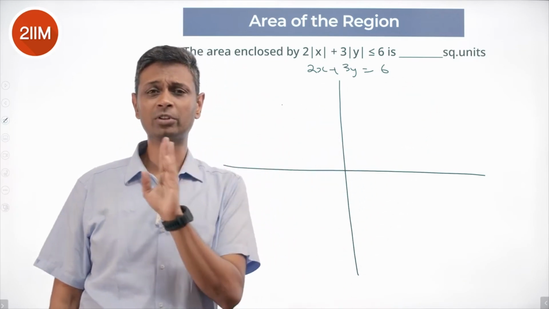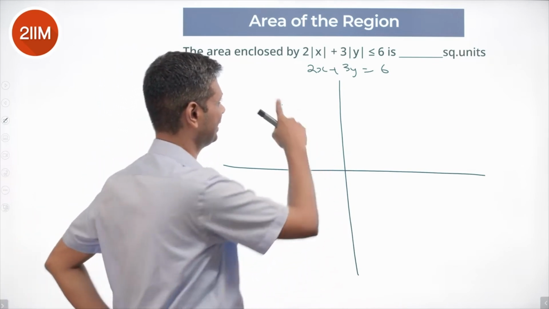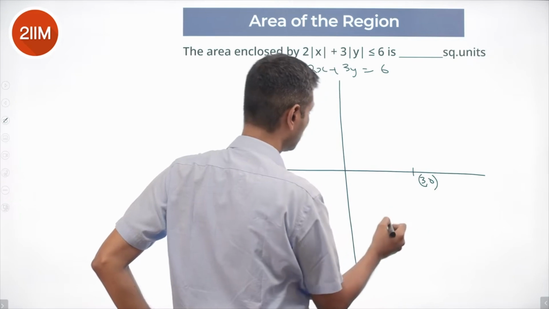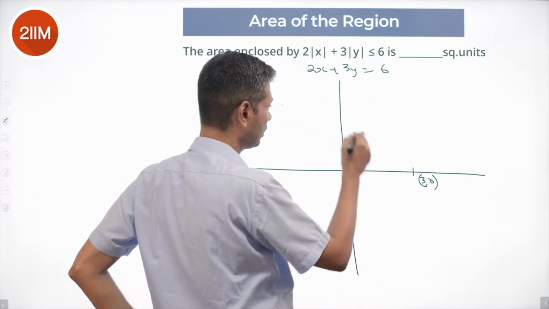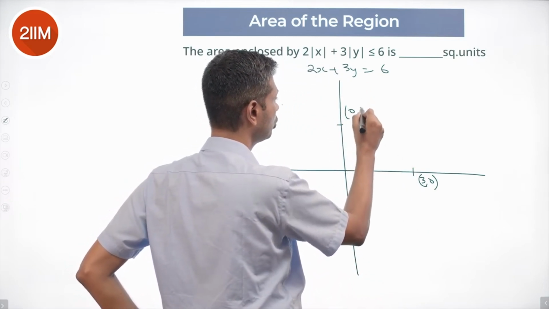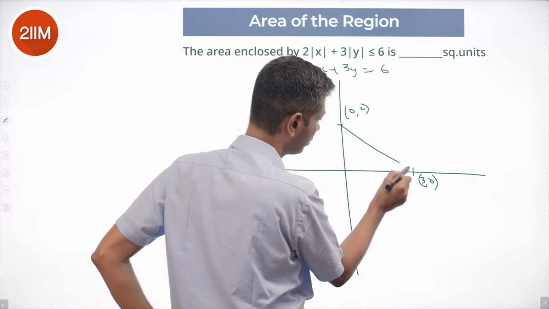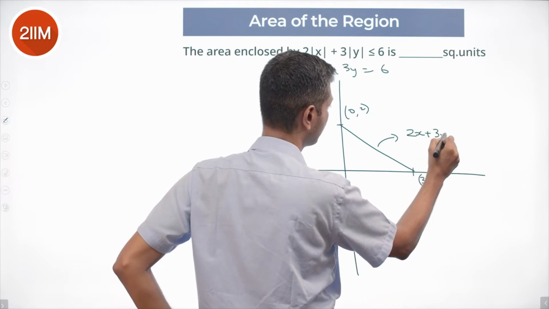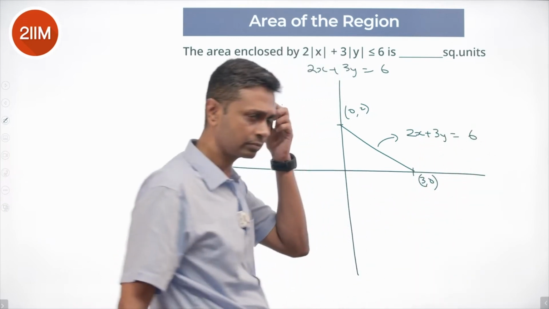Then think about 2x plus 3y equal to 6. Then say, hey, nice. Then x equal to 3, 3 comma 0, y is 0, that will work. 0 comma 2 will work. We join this. This is the equation 2x plus 3y equal to 6.